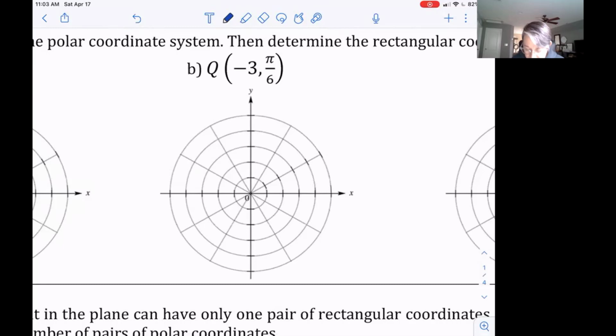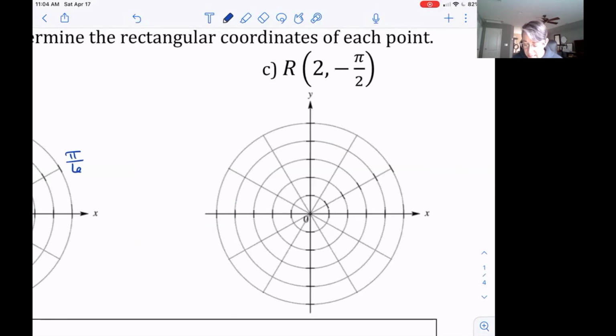In part B, again, we have a directed distance of -3 and a theta of pi over 6. Well, pi over 6 is right here. So if we were to go 3 units, we would be going towards that pi over 6. But since it's -3, we're actually going to go over here in the opposite direction, and then 3 units away from pi over 6. So there's 1, 2, 3 units away from pi over 6. So that guy would be a -3, pi over 6.